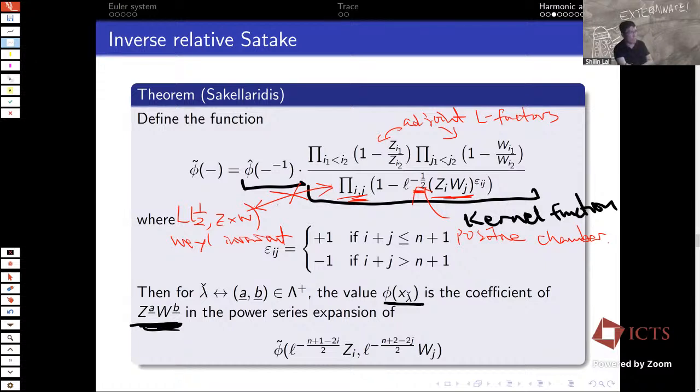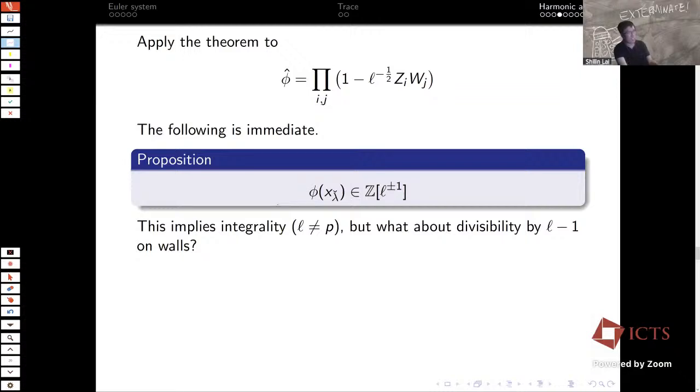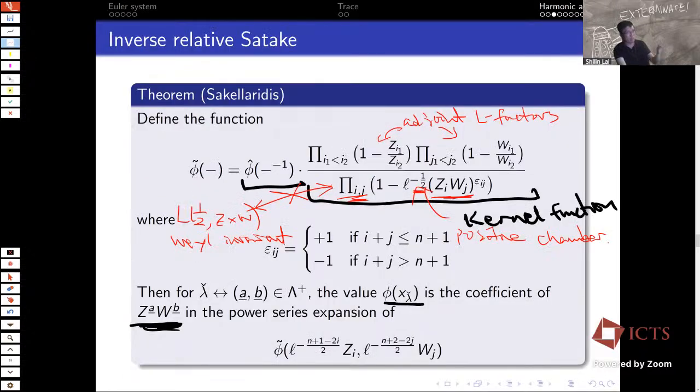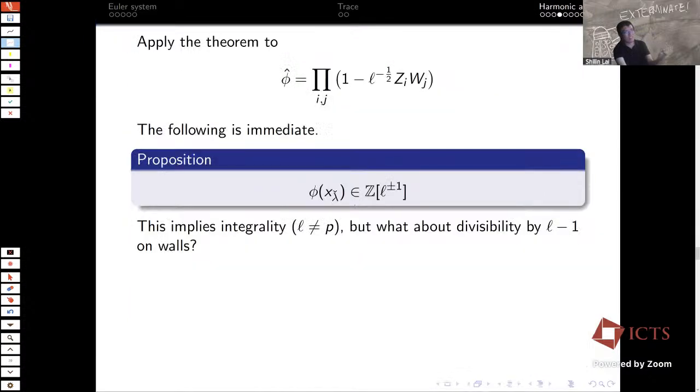But forgetting all of that, it's obvious that once you expand something like this into a power series, you are going to get integer coefficients, first of all, up to factors of L to the power of 1/2. And if you work a bit carefully about where the fractional exponents show up, you can pretty easily show that you're always going to get values in Z[L^(±1)].